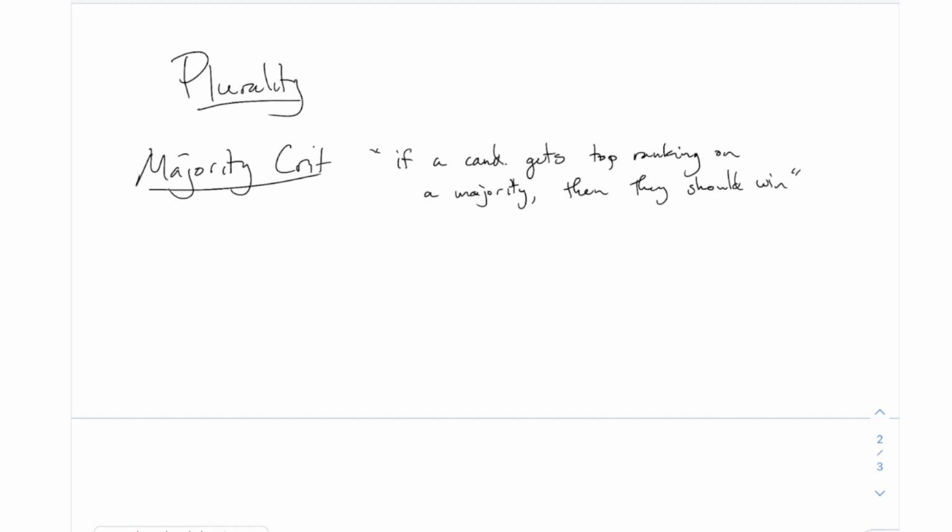Anybody have a feeling about this? If you are using the plurality system and there is some candidate who is ranked at the top by a majority of the voters, are they going to win the election with the plurality? I see some nodding heads. The answer is yes, they are, because the plurality is done by counting up the top votes. That's how the plurality system works. And so if there really was somebody who is on the top position in a majority of the ballots, then they are going to win the plurality system.